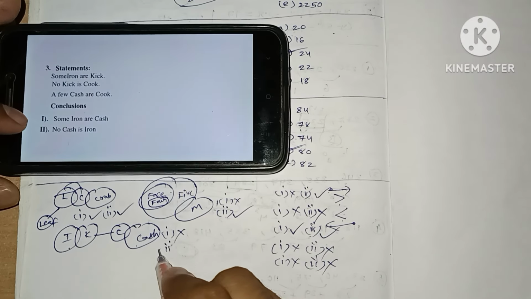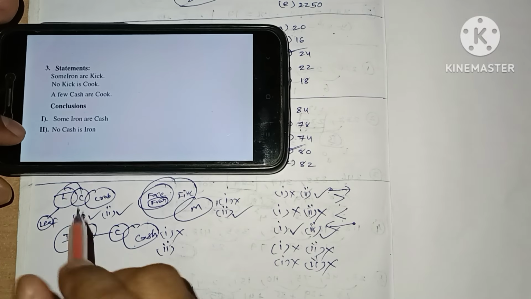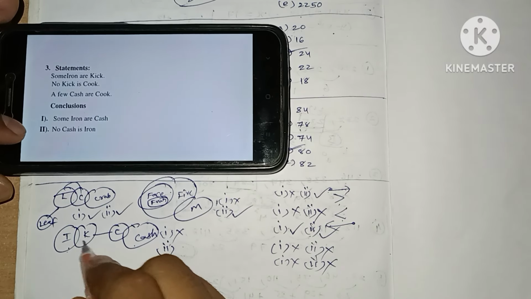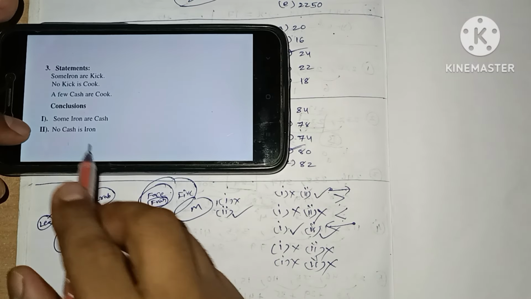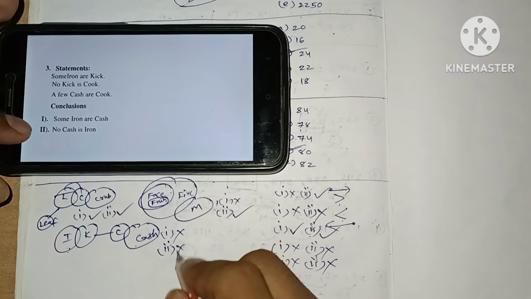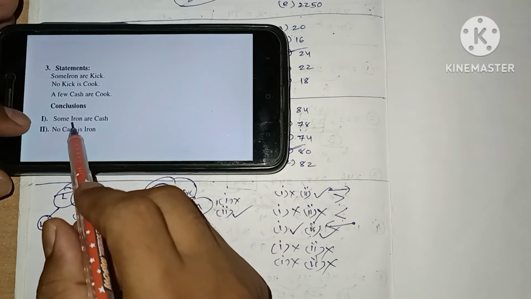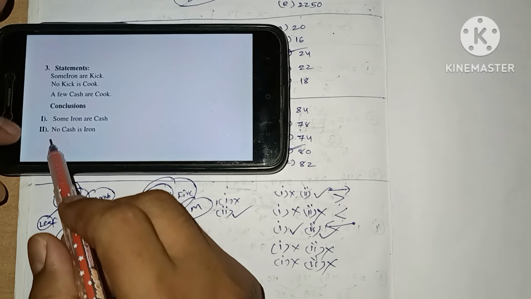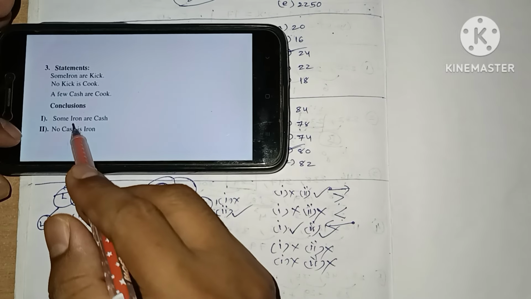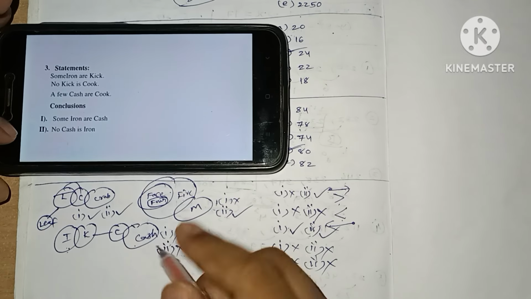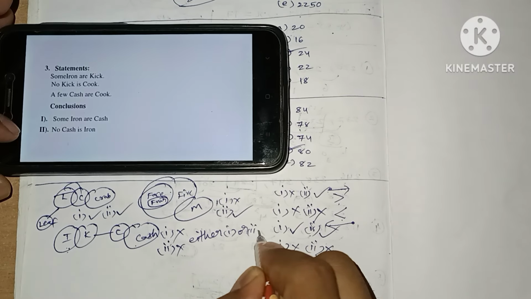Second conclusion, no cash is iron. So we check whether some cash can be iron or not. Some part of cash can share with iron. Yes, it is possible. If the some case is possible, the no case fails. So here both cases fail, and it is a case of some and no with cash and iron, iron and cash. In some and no, the prefixes and suffixes must be in reverse order. Then also the answer for this one is either 1 or 2.